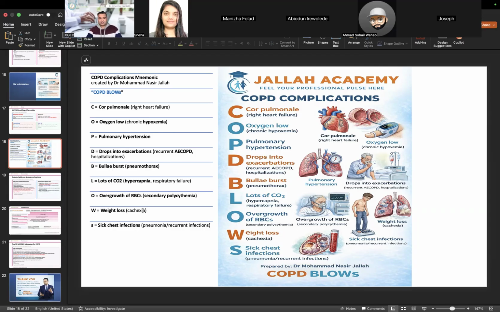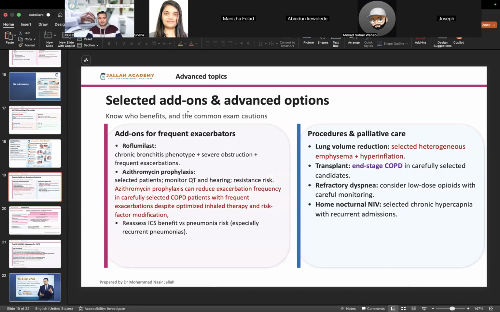W is for weight loss, cachexia in the later stage, especially in emphysema. And S for sick chest, infection, pneumonia, recurrent infection. Select add-ons, an advanced option. So, add-ons for frequent exacerbation. Roflumilast is for if you have chronic bronchitis.